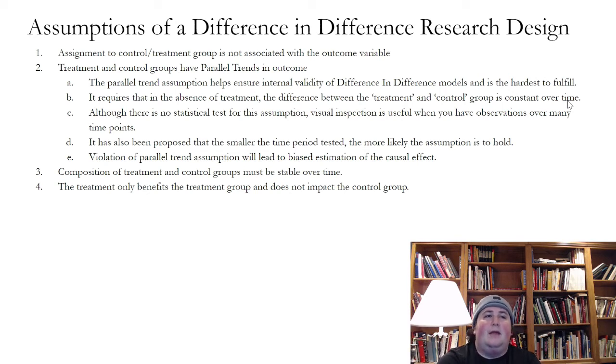And then finally, the treatment only benefits the treatment group and does not impact the control group. So, for example, in the state example we gave, the law would only apply to the people in the treatment state and not in the control state.